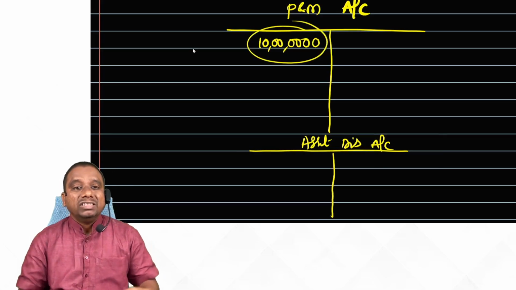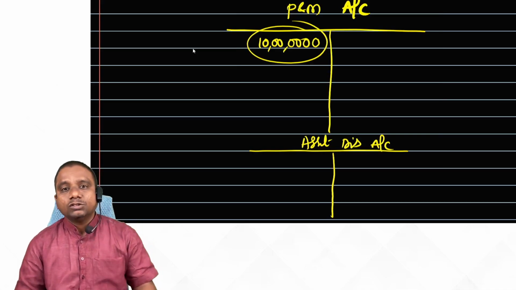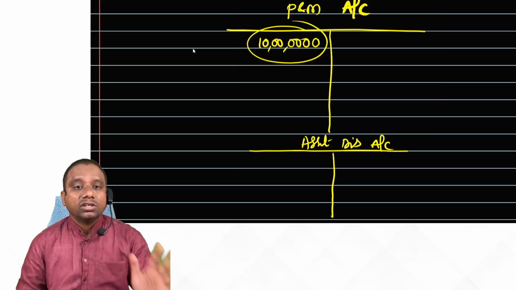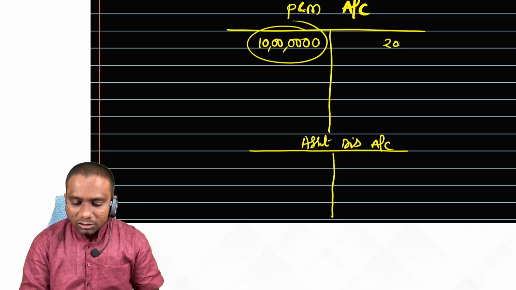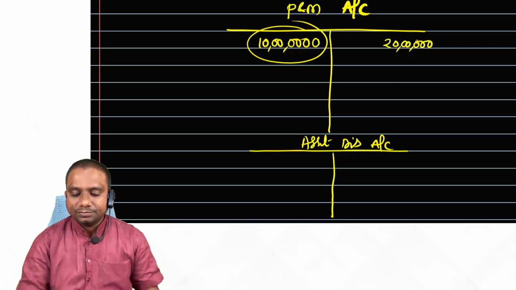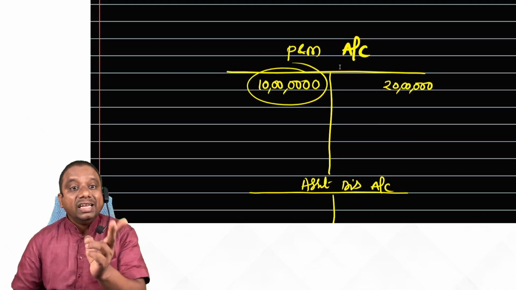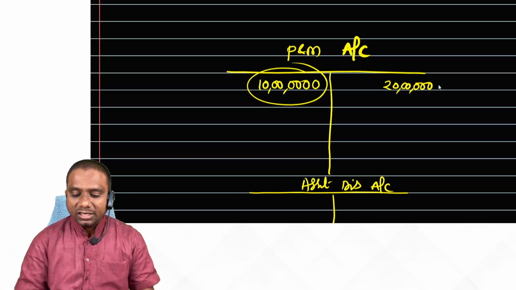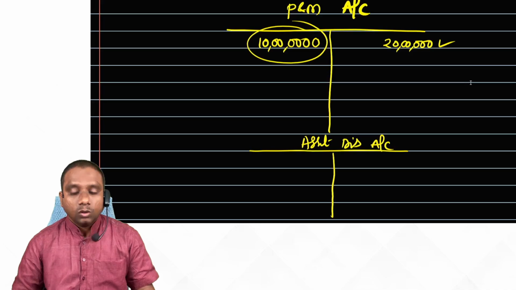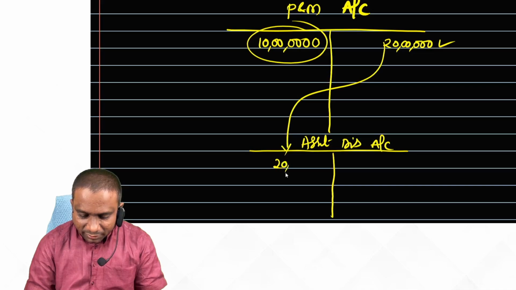Suppose out of 1 crore, we have sold 20 lakhs worth of asset. First, from the plant and machinery account, you deduct that 20 lakhs. Now plant and machinery account shows 80 lakh worth of asset. This 20 lakhs is sold now. Now this 20 lakhs we bring to the asset disposal account like this.